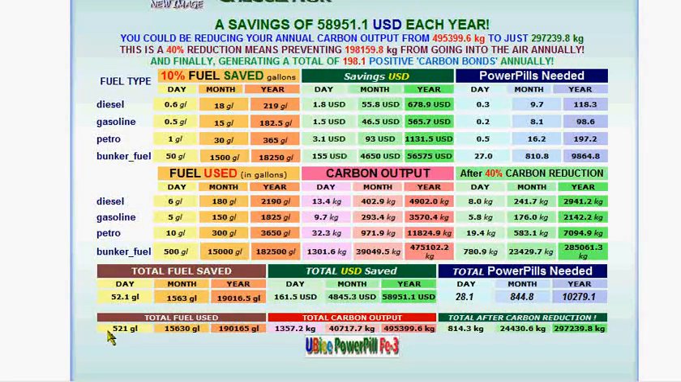That means total fuel used is 521 gallons. Total fuel used over months is 15,000 here, and this is the total fuel that is actually being saved. So you have a good overview of the total figures. Okay, so that's what you actually have here. So total after carbon reduction, you see the total reduction is actually quite lowered, so you will actually appreciate it.